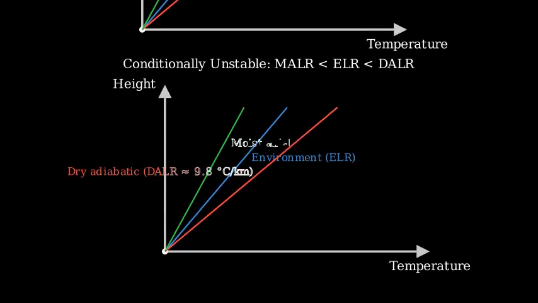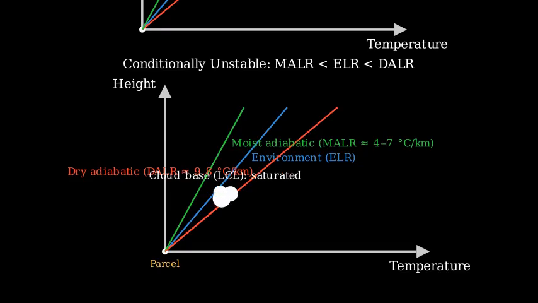Now, let's launch a tiny air parcel from the surface and see what happens. Below cloud base, the parcel is unsaturated and follows the dry lapse rate, which cools quickly. At the lifting condensation level, it becomes saturated, clouds begin to form, and latent heat is released. Above cloud base, the parcel cools more slowly, following the moist lapse rate.